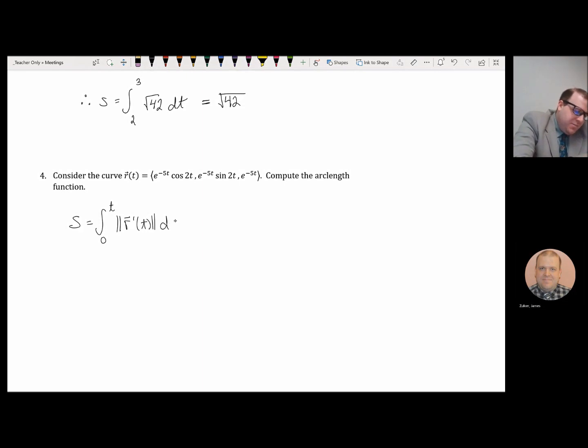Magnitude, oh, I don't want t because I'm using 0 to t. So magnitude of r prime of u du, right? They don't like it, right? If I would have kept it as r prime of t dt and it goes 0 to t, they don't like that, even though it's the same thing.